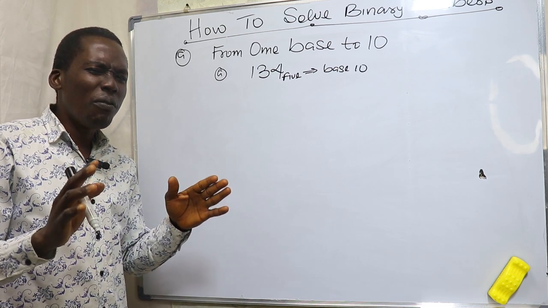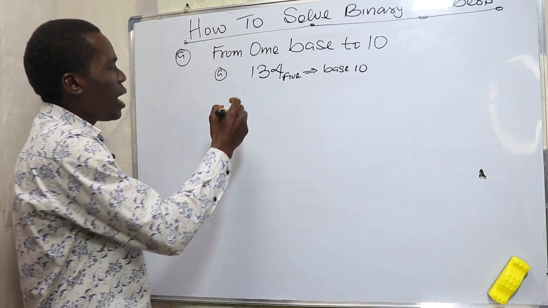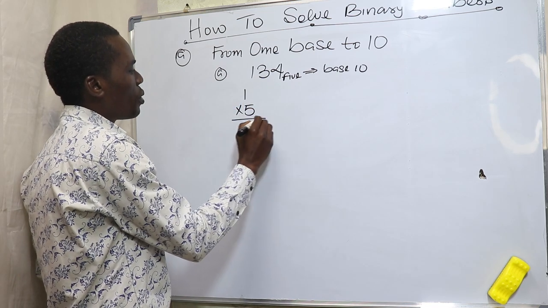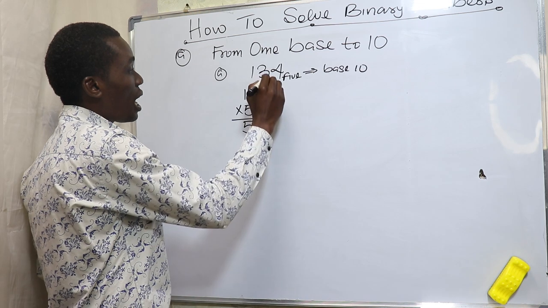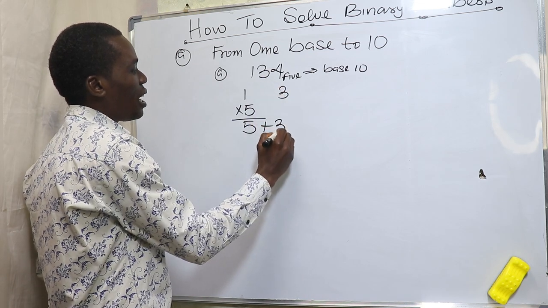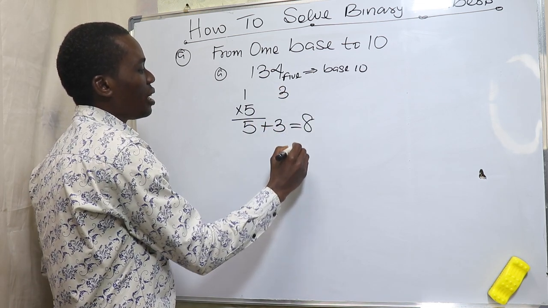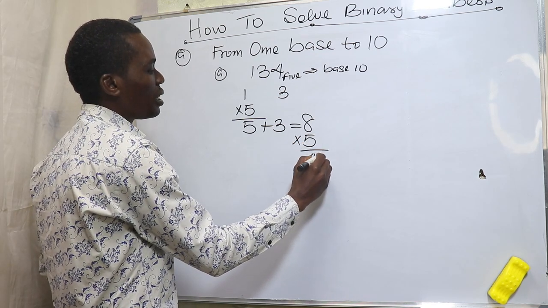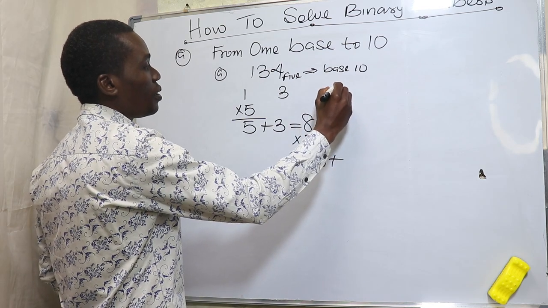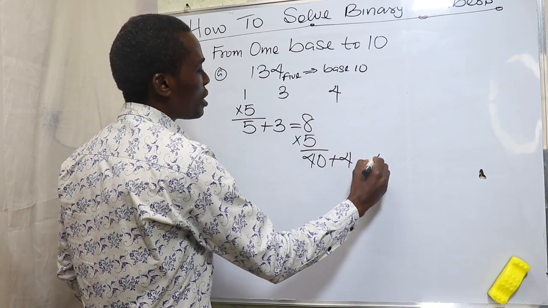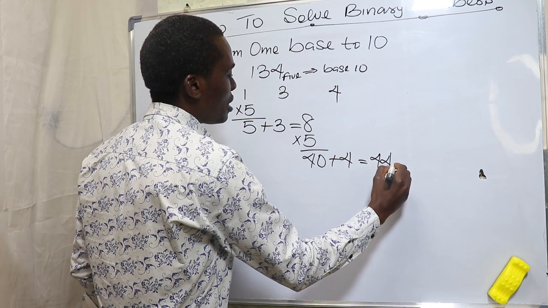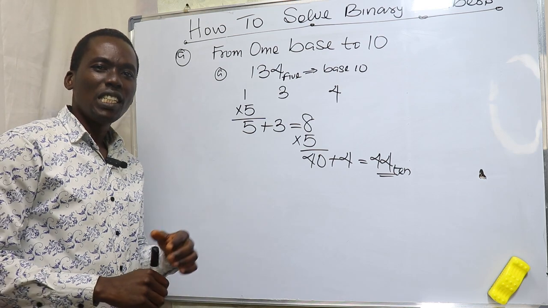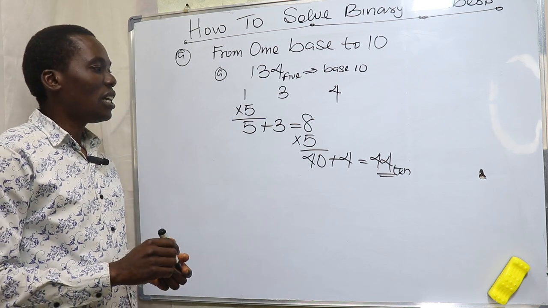Now I will first use our easier method. I will take 1, multiply it by 5, and that will give us 5, plus I add my 3, and that will give me what? 8. I will still multiply that 8 by 5, and that will give me what? 40. I add it to my 4, and that will give me the answer, which becomes what? 44. My brothers and sisters, how many seconds did it take us to do this? It didn't even reach 30 seconds. We got the answer.